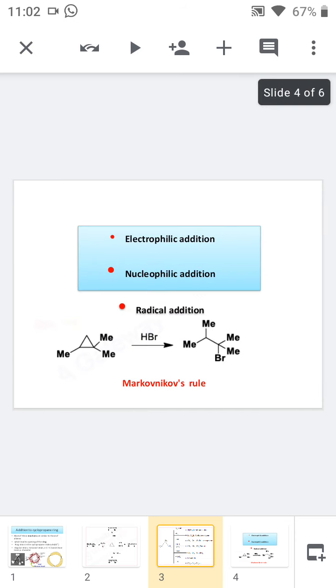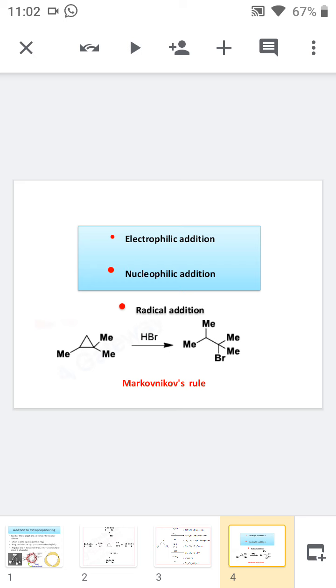Now we are moving into the different types of addition reactions in cyclopropane. There are three types of addition reactions that occur in cyclopropane. That is the electrophilic addition reaction, which means the electrophile starts the reaction. Next is nucleophilic addition, where the nucleophile starts the reaction. Next is radical addition.